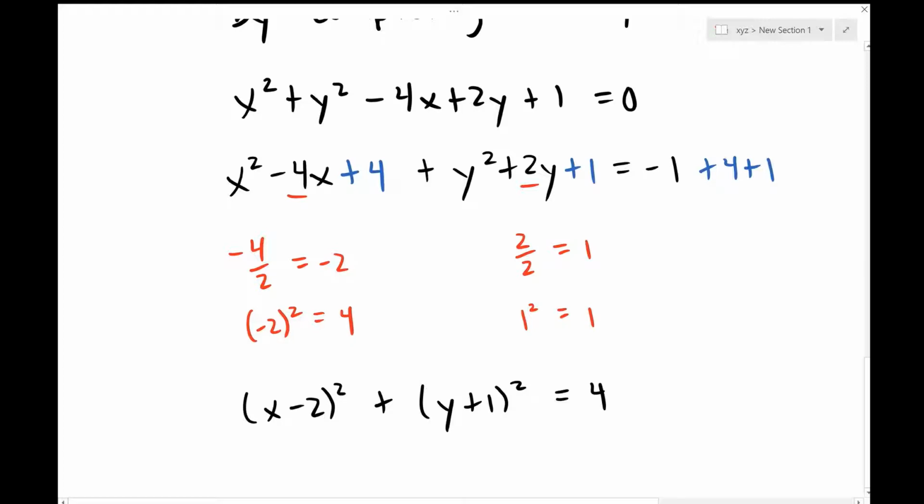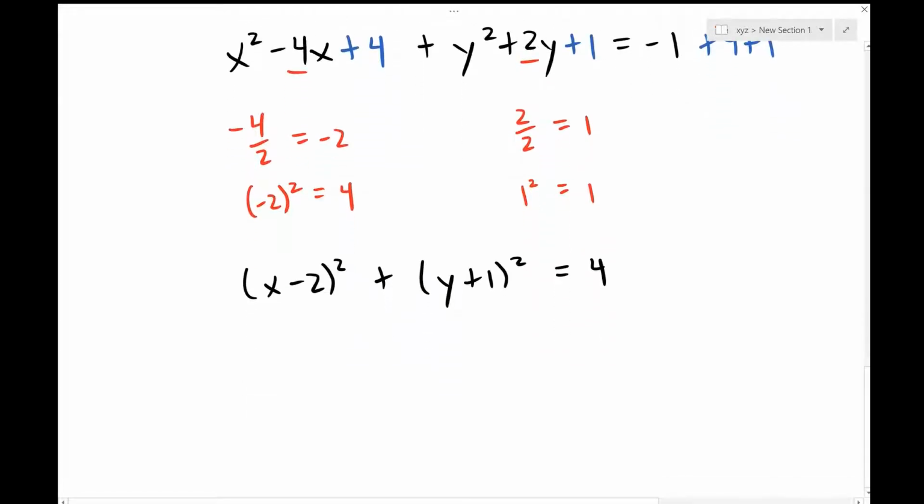So this gives us the equation of this circle in standard form, so now we can easily identify the coordinates of the center here, which would be at (2, -1), and our radius this time, hopefully is easy to tell, it's just going to be 2.